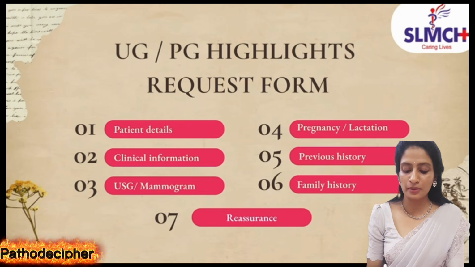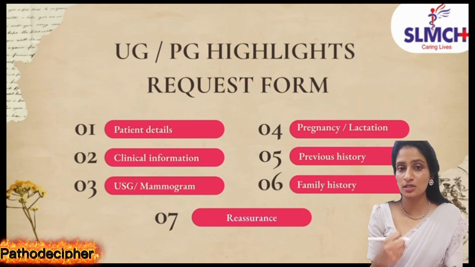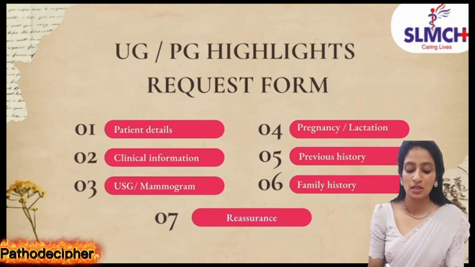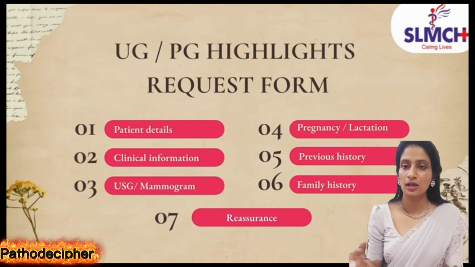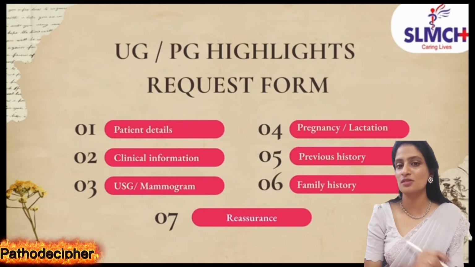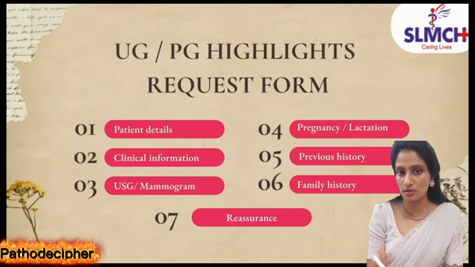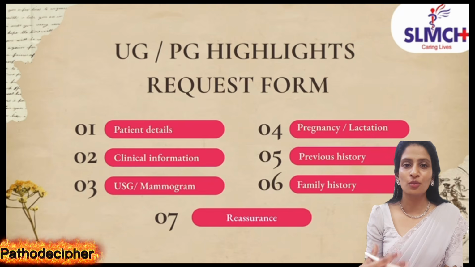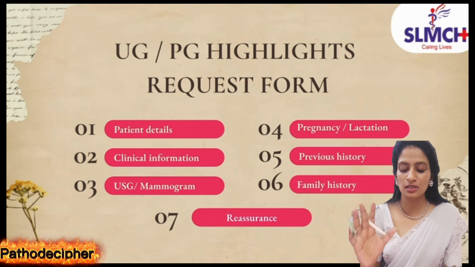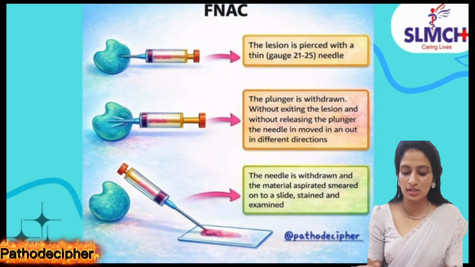For UG and PG students, I would like to highlight what you should see as a PG in a requisition form. You should check the patient details and get clinical information, including family history, and ultrasound and mammogram are also a must. Pregnancy, lactation history, previous history, family history, and reassurance are very important. As a PG, you should tell the patient how the procedure is done. You should not overwhelm them. You should always explain the procedure and very nicely give confidence to the patient, then do the procedure. Okay, so how is FNAC done?